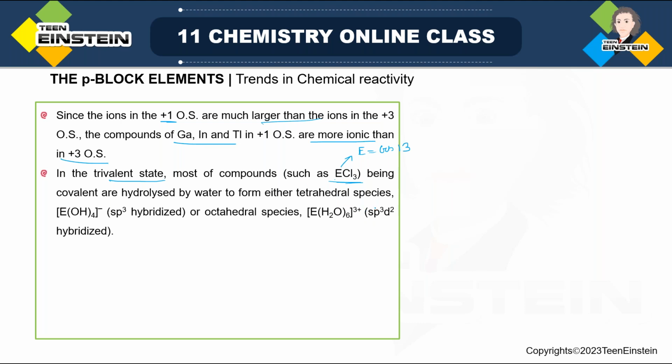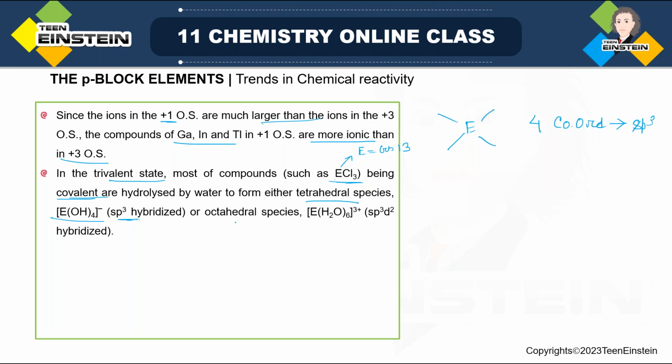So this is just an example of trivalent state compounds. In the trivalent state, most of the compounds of group 13 are covalent in nature, and that is why they are hydrolyzed by water to form tetrahedral species like this. Suppose I have taken B, so it will be B(OH)4 minus, and it is sp3 hybridized because surrounding E there will be a total of 4 coordination, and 4 coordination means it is sp3 hybridized.